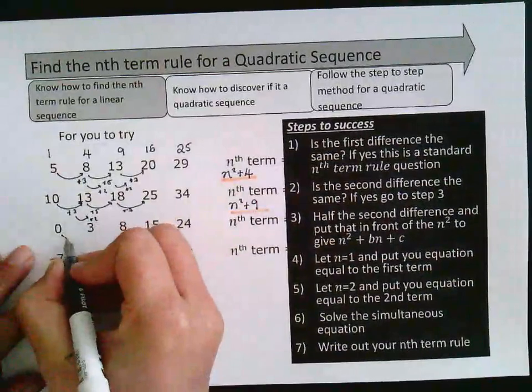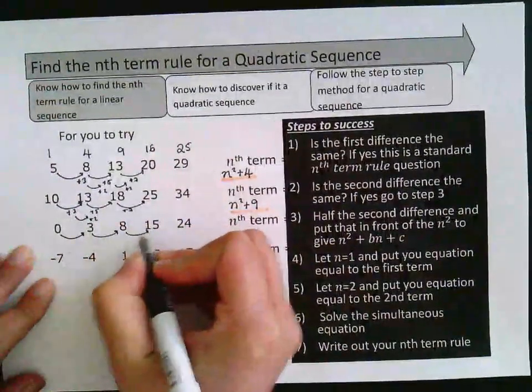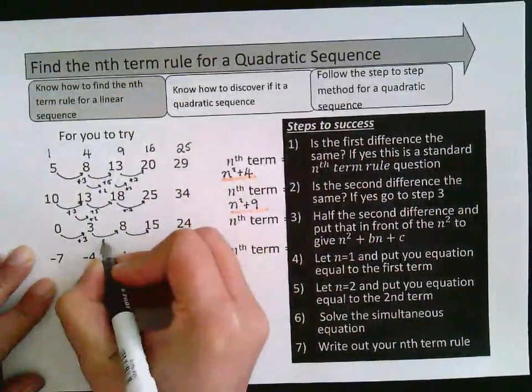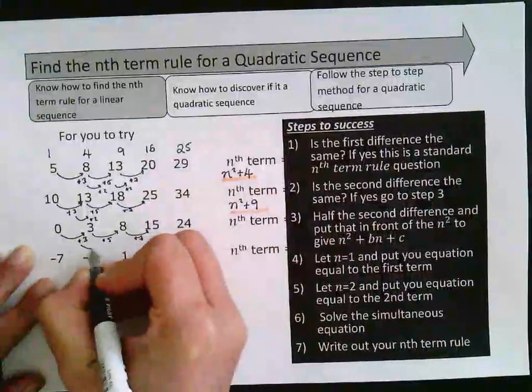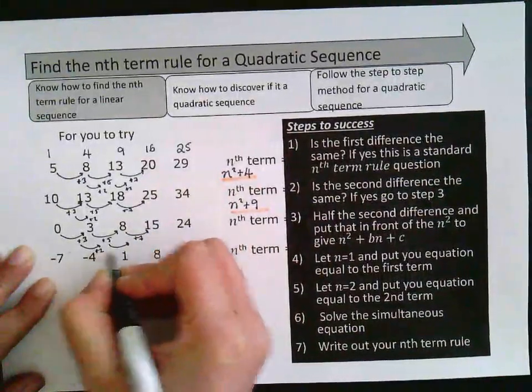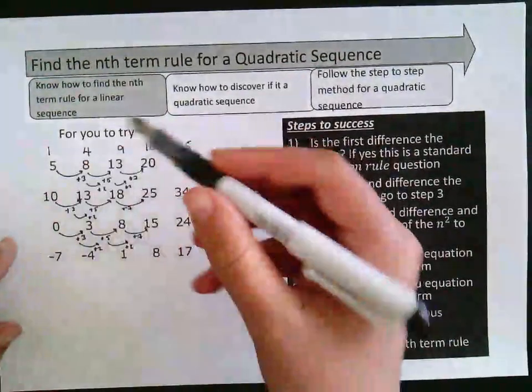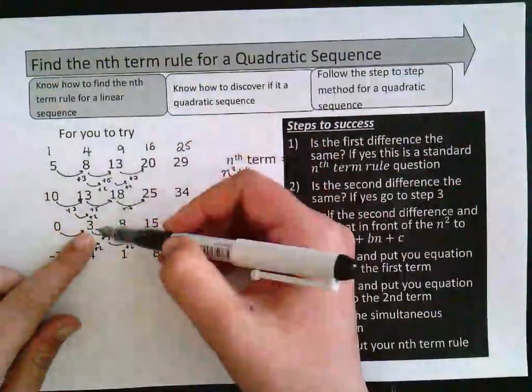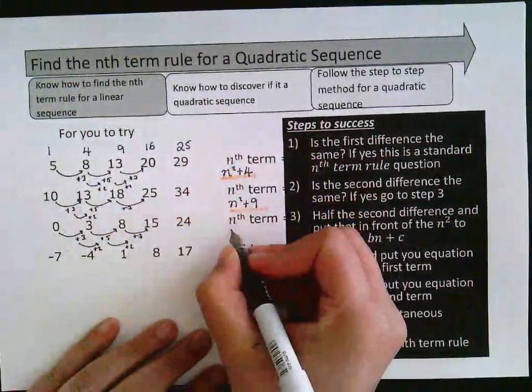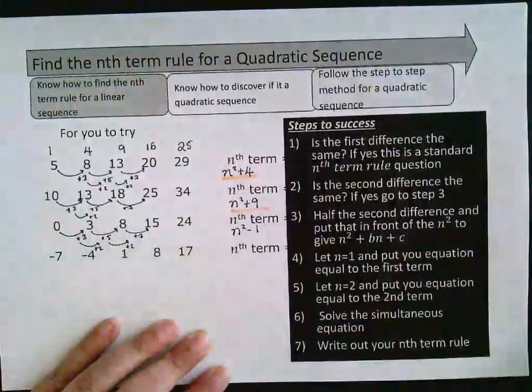And the next one, we've got 3, 5, 7. So the difference goes up in 2s again. Let's compare with my square numbers at the top. Minus 1, minus 1, minus 1. So n squared minus 1.